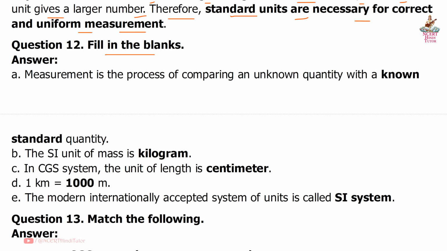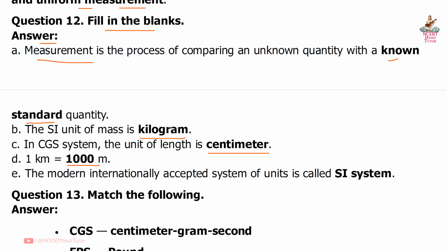Question 12. Fill in the blanks. Answer: A. Measurement is the process of comparing an unknown quantity with a known standard quantity. B. The SI unit of mass is kilogram. C. In CGS system, the unit of length is centimeter. D. 1 kilometer is equal to 1000 meters. E. The modern internationally accepted system of units is called the SI system.